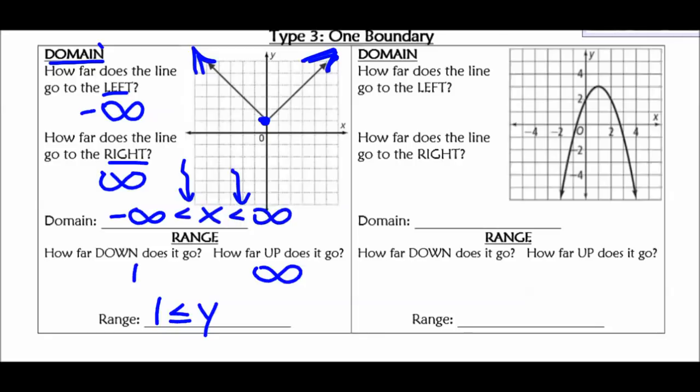You could also write that in set builder notation. Usually you list the y first, so I'm going to write that a little bit differently. I'm going to write that as y such that y is greater than or equal to 1. Again, it's just a different way to write the exact same information.